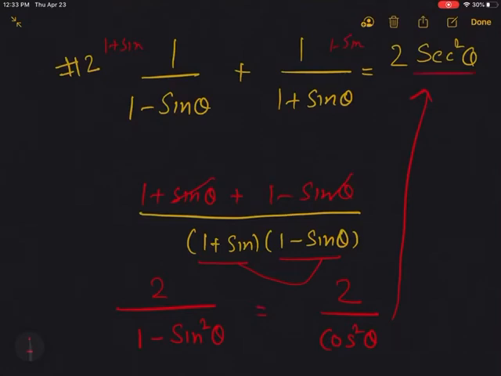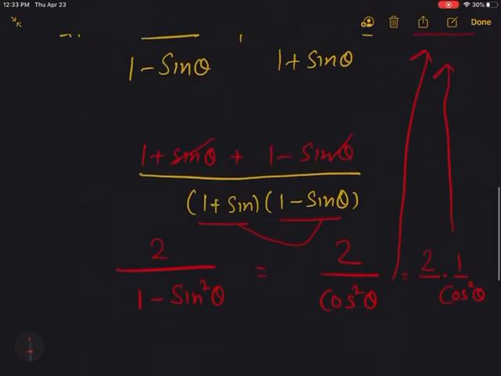If you look closely, if I rewrite this, it's 2 times 1 over cosine squared. Isn't it the same thing? Which is equal to secant squared. So my answer is equal to this. There you go.